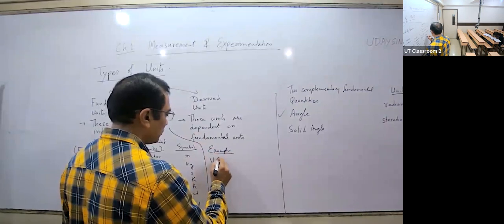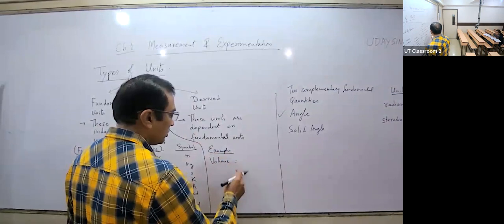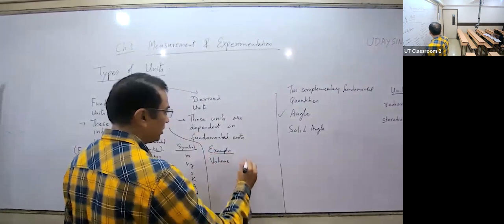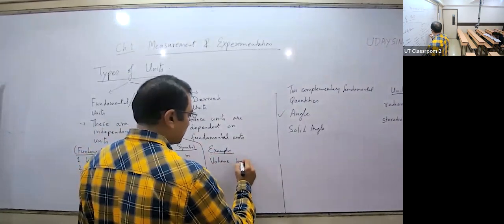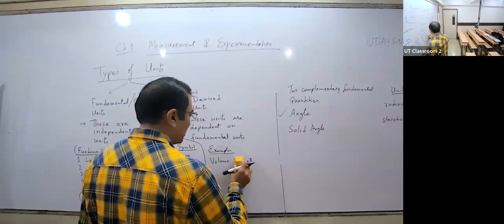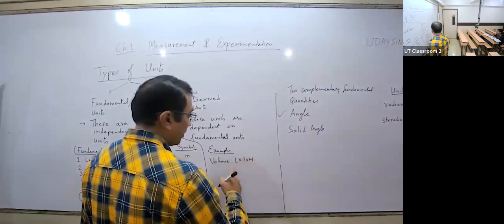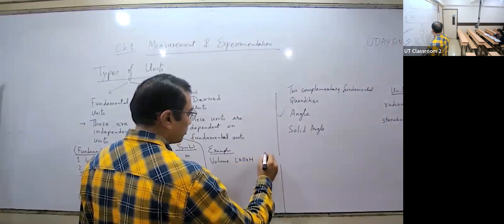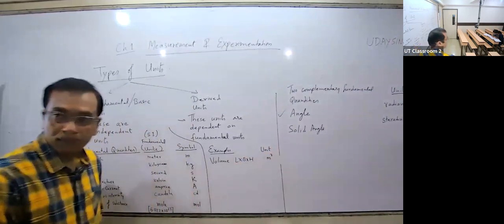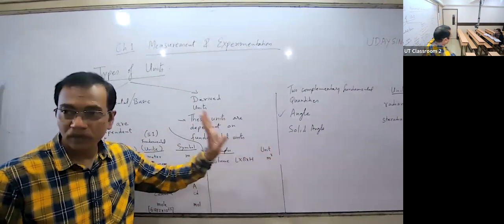So, volume. Because what is volume? Length into breadth into height. So, what is the unit of volume? L cube. Right? So, volume is length into breadth into height. Can I write LBH? Will you understand? Okay. L into B into H, and all are length only. So, therefore, what is the unit? Meter cube. Meter into meter into meter will be meter cube or cubic meter.